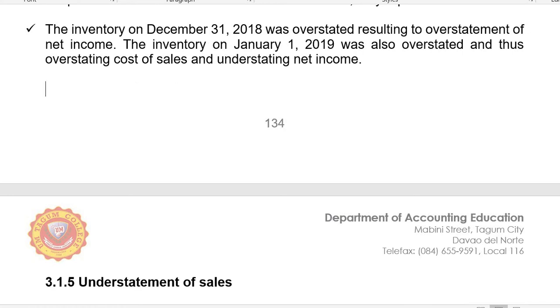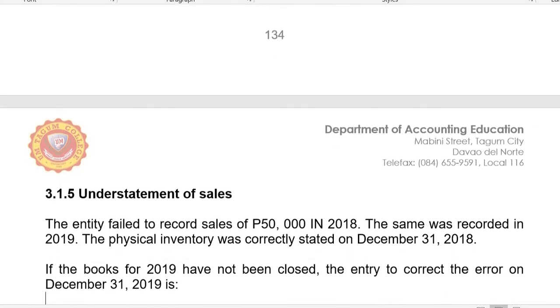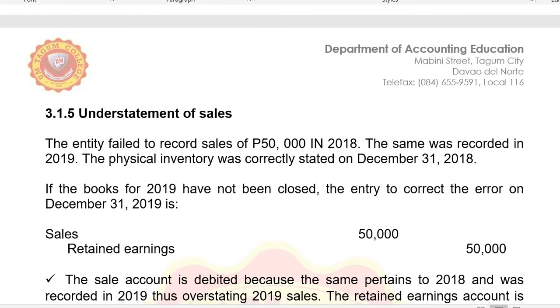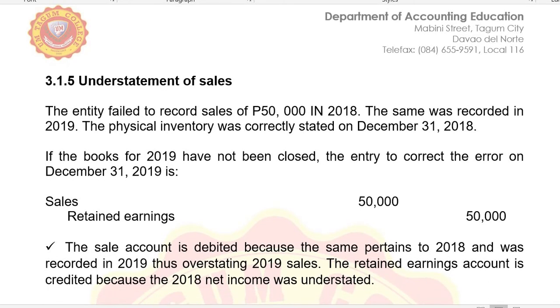Next would be understatement of sales. Okay, understatement of sales. So the entity failed to record sales of 50,000 in 2018, di ba? So the same was recorded in 2019. So the physical inventory was correctly stated on December 31, 2018. Okay? So di ka nakapag-record ng sales sa 2018, but rather you recorded it in 2019, no? So if the books have not been closed, the entity to correct the error.